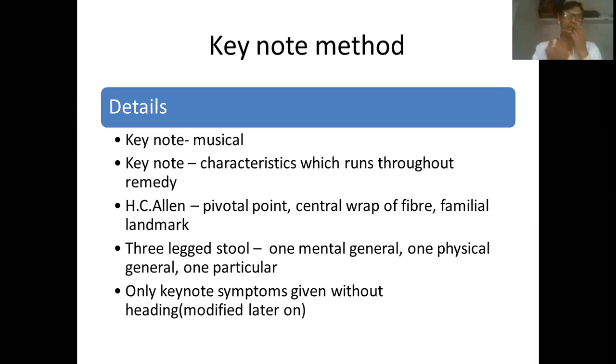Then, how is the book actually arranged? Only keynote symptoms are given. There are no headings at all. The various keynotes are just mentioned one after another. Allen's Keynotes is the most familiar example, but in the original Allen's Keynotes there were no headings. Later on the publisher added the various headings and modified it. But for our academic purpose, you have to remember the keynotes are given without headings; only the recent editions have them.